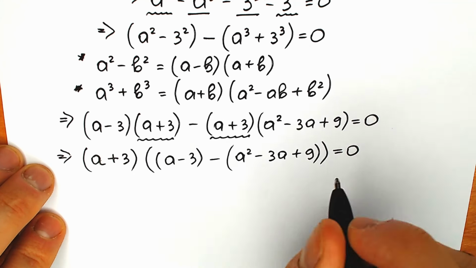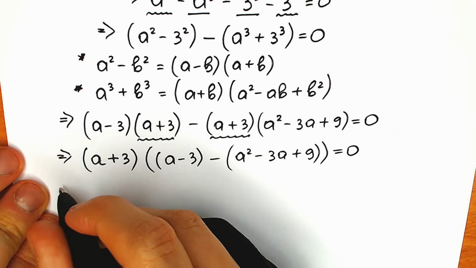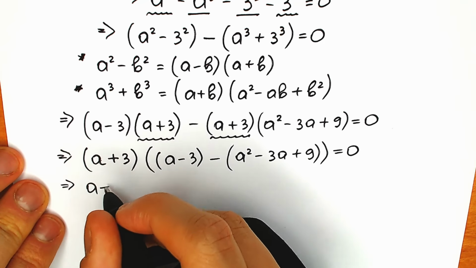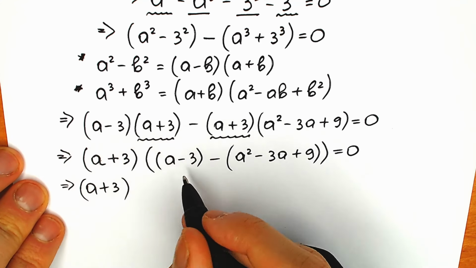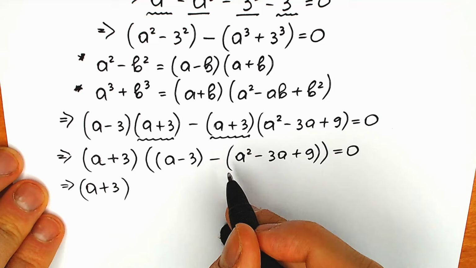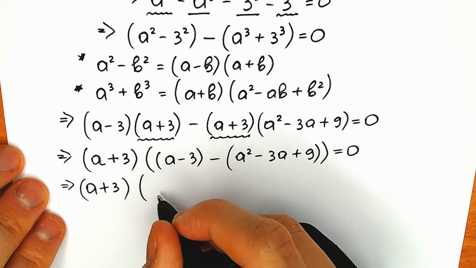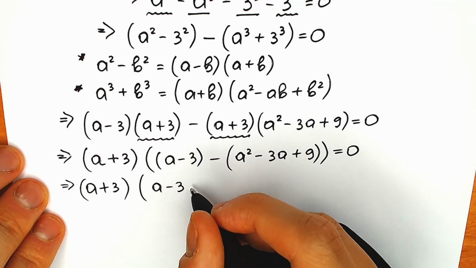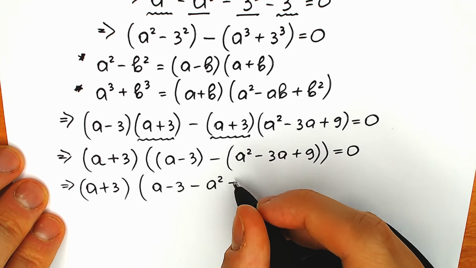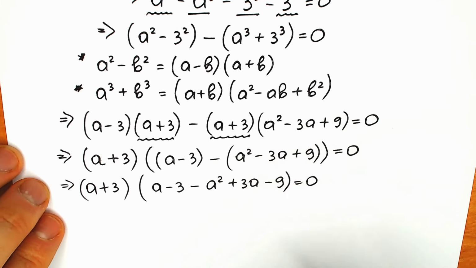Really great. Right now, we can't simplify this more, so a plus 3, we'll leave it like that without any changes. So we have a plus 3, the same beginning. What about this parenthesis? We can actually get rid of this parenthesis, but we need to change all the signs to the opposite one because we have a negative, okay? So we have a minus 3, the same beginning, minus a square plus 3a and minus 9 equal to 0.